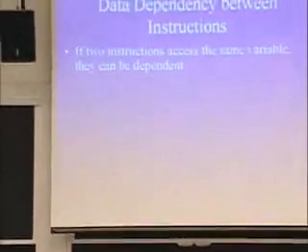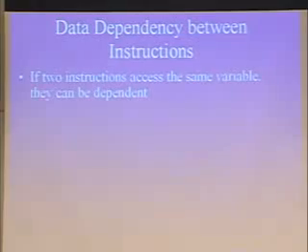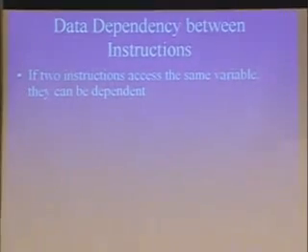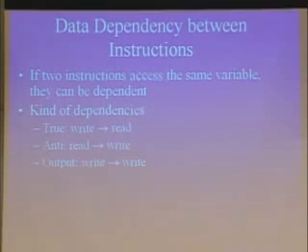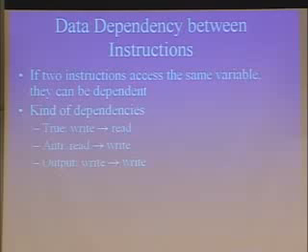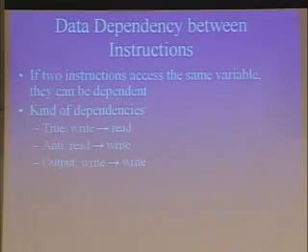Data dependencies. What it means is if 2 instructions access the same variable, they are dependent. And you have to make sure that the access pattern to that variable is maintained properly. There are 3 types of access pattern dependencies. The first is called true dependency. True dependency means some instruction writes to a variable, and the next one reads the variable. So you better make sure that the write happened before the read, and the read in fact gets the value of the write. Otherwise, it's incorrect. There are 2 other types of dependence, anti and output.